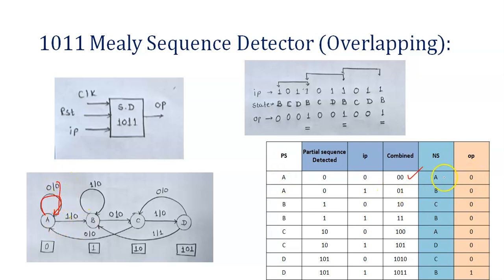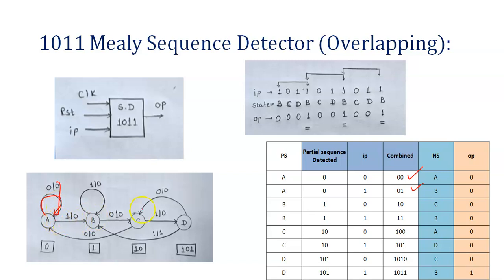Now next point, if I am in A state, and what is the meaning of A state? That 0 is already detected and my input is 1. So is there any state naming 0, 1? Because we are combining this 0 and 1. So 0, 1. Is there any state naming 0, 1? Meaning of 1 and 0, 1 is the same, and that's why that state is available here.